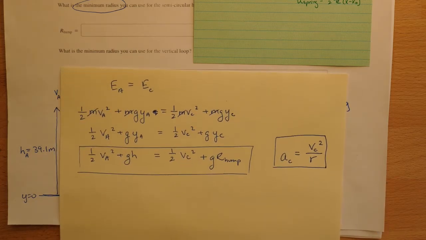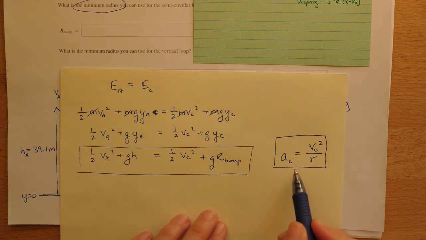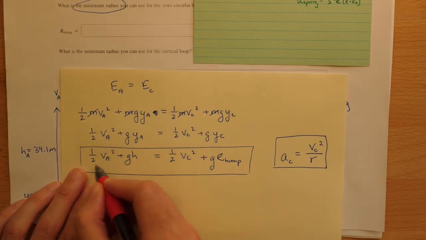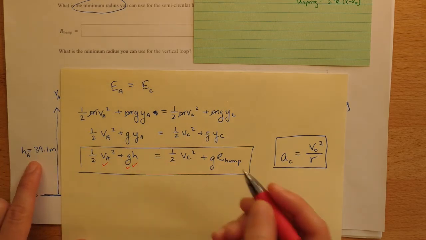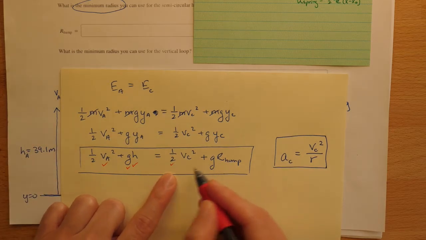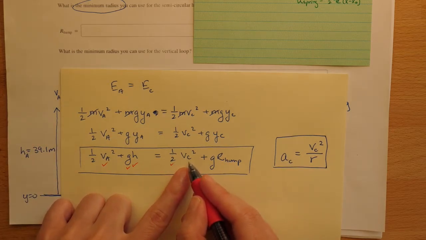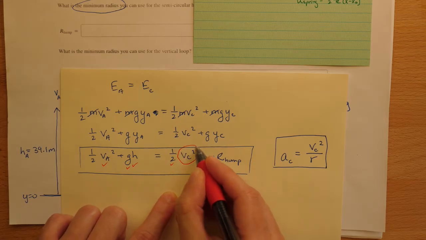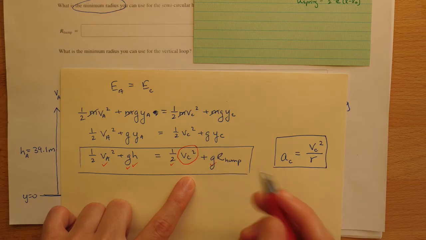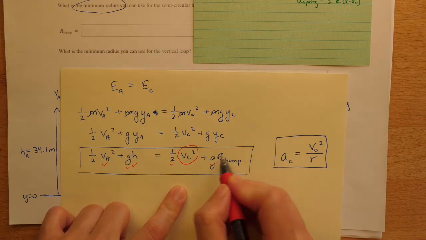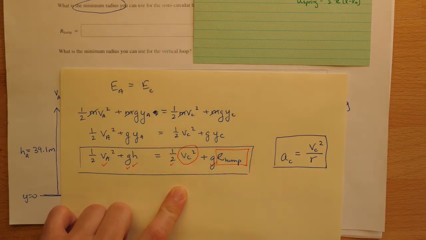All right, so now we have two equations, and let's count how many things we know. So 1/2 is just a number. We know this. We know this. We know h. 1/2 is fine. vC, we don't know that, so I'm going to circle it. And g, we know. And our hump, this is what we're looking for.